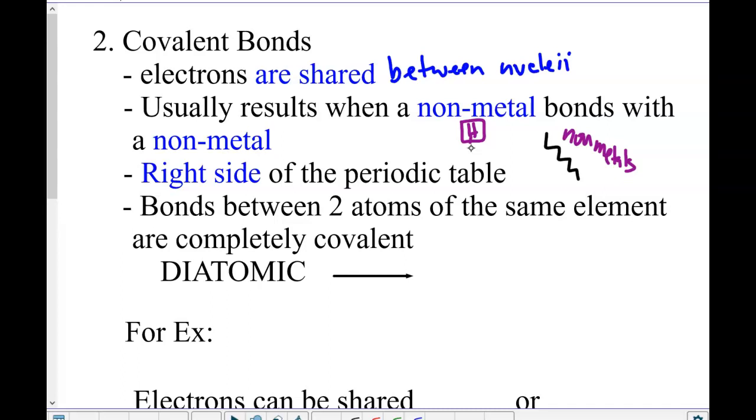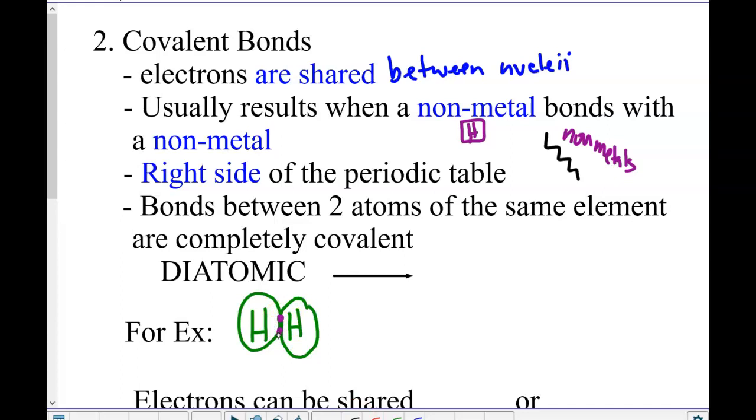Bonds between two atoms of the same element are completely covalent. So when we have two atoms of the same element, I'm just going to put the examples down here. For example, hydrogen, when it bonds with another hydrogen, it's going to be completely covalent. There's a word for that, where they overlap their valence orbitals in such a way that the electrons make an overlap like this. I'll change the color of my electrons to purple so they stand out. And we have two hydrogen atoms there.